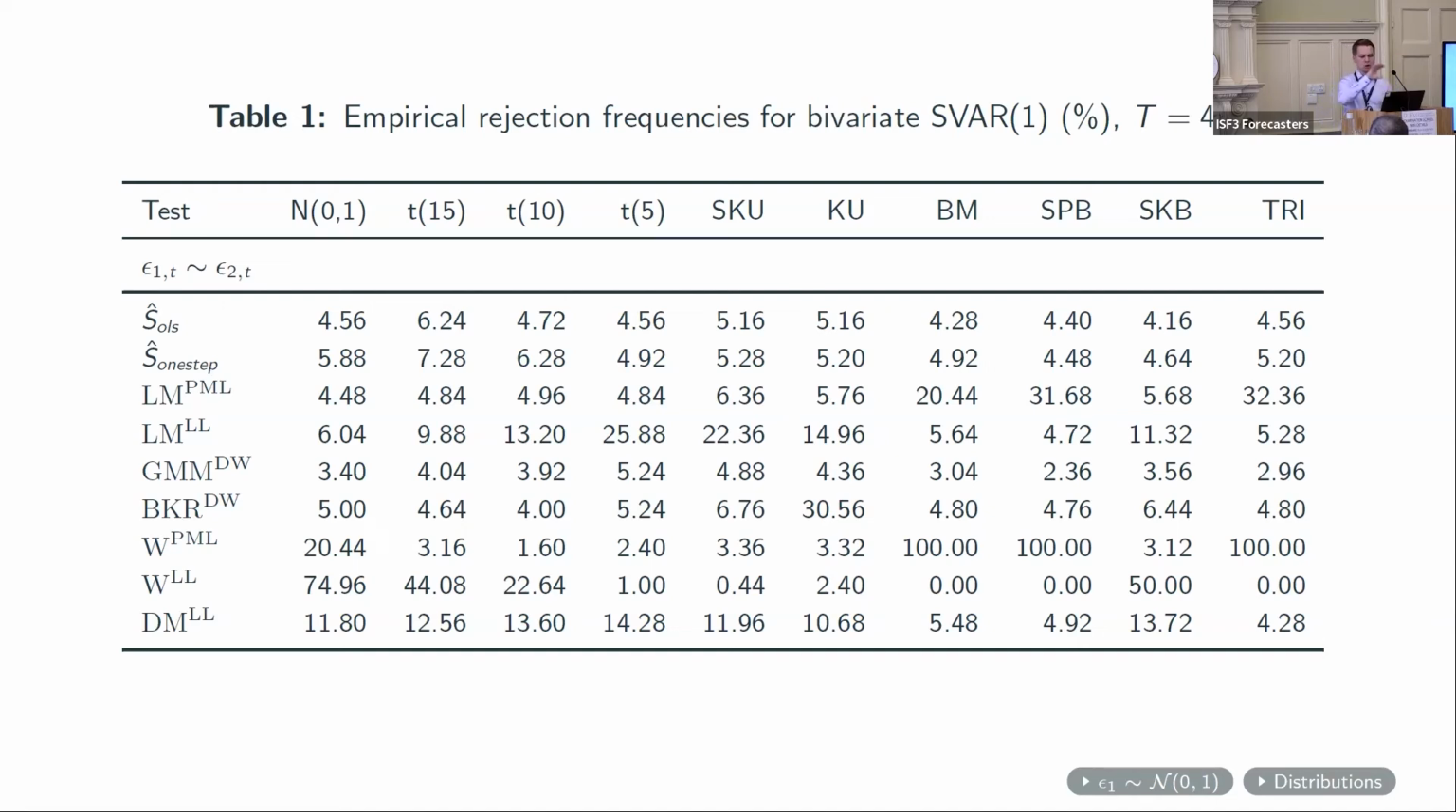And what you can see in the columns are all these different distributions that we look at for the structural shocks. And you can see that our test has a size close to the nominal size, which is 5% here, regardless of which distribution of the structural shocks you impose. But all of the competing methods, some of them are supposed to be more robust to non-Gaussianity, some of them not, have this issue that eventually they run into some severe over-rejection under the null.